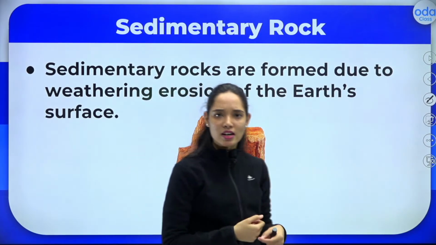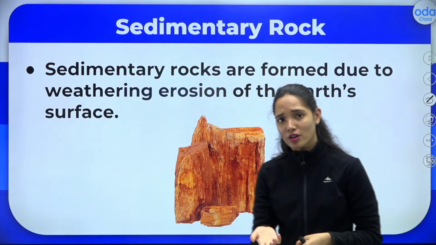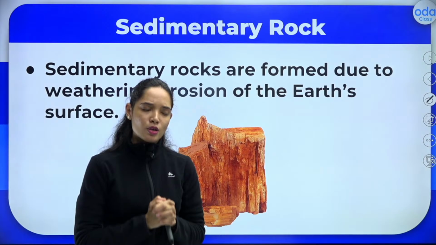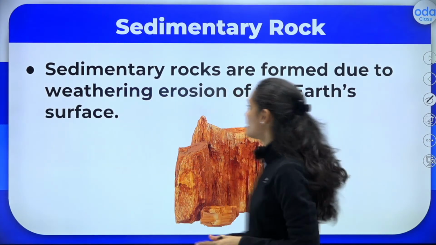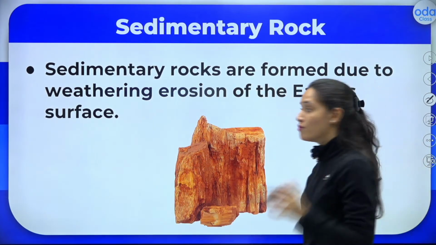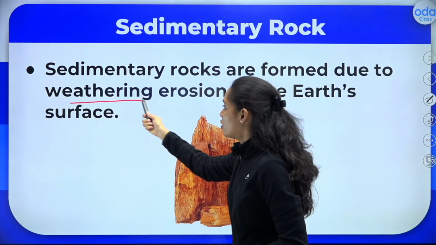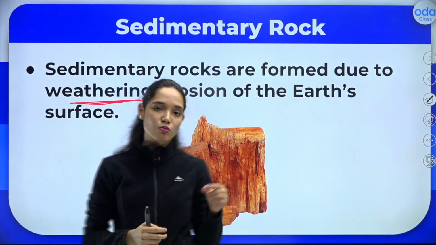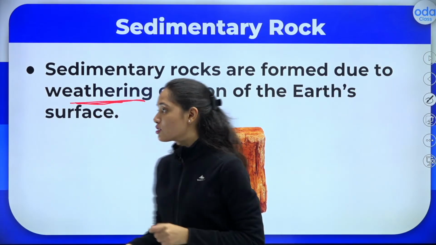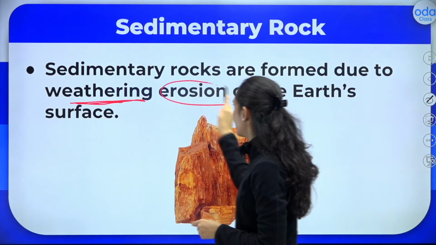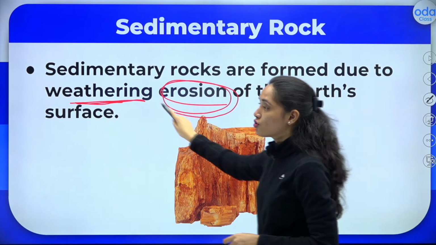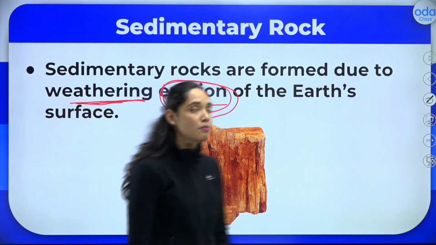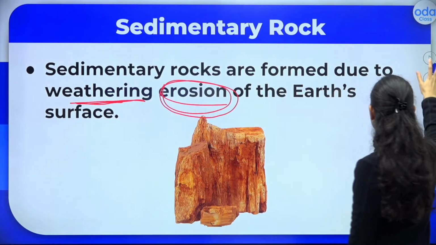When anything settles down, it forms a layer at the bottom; those are the sediments. Something similar happens here, students. So basically, sediments are formed due to weathering. What do you mean by weathering? When rocks break down into small particles and are carried by wind, that is erosion. So there are two reasons for the formation of sedimentary rock: weathering and erosion.